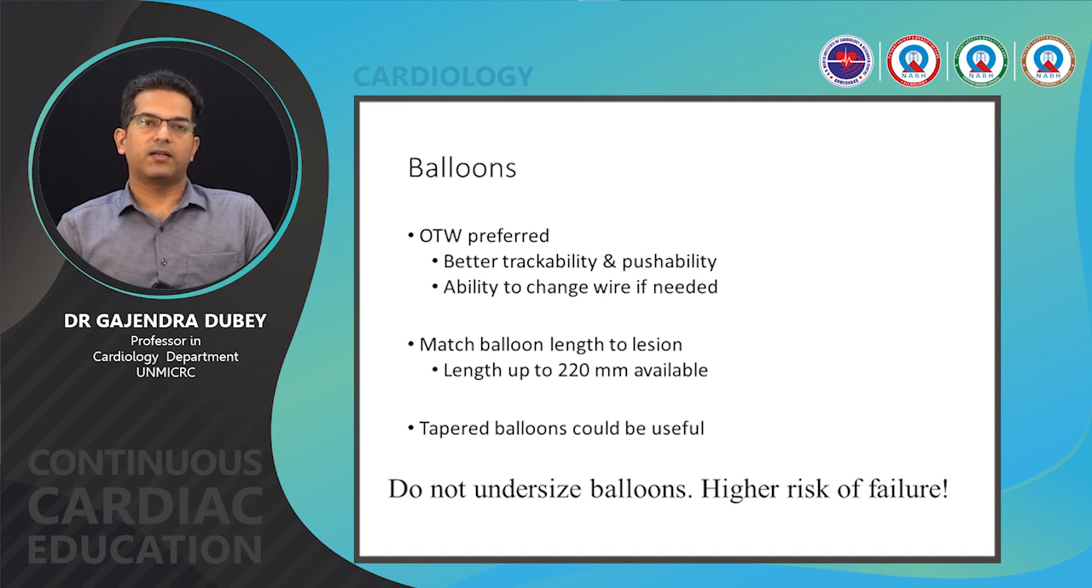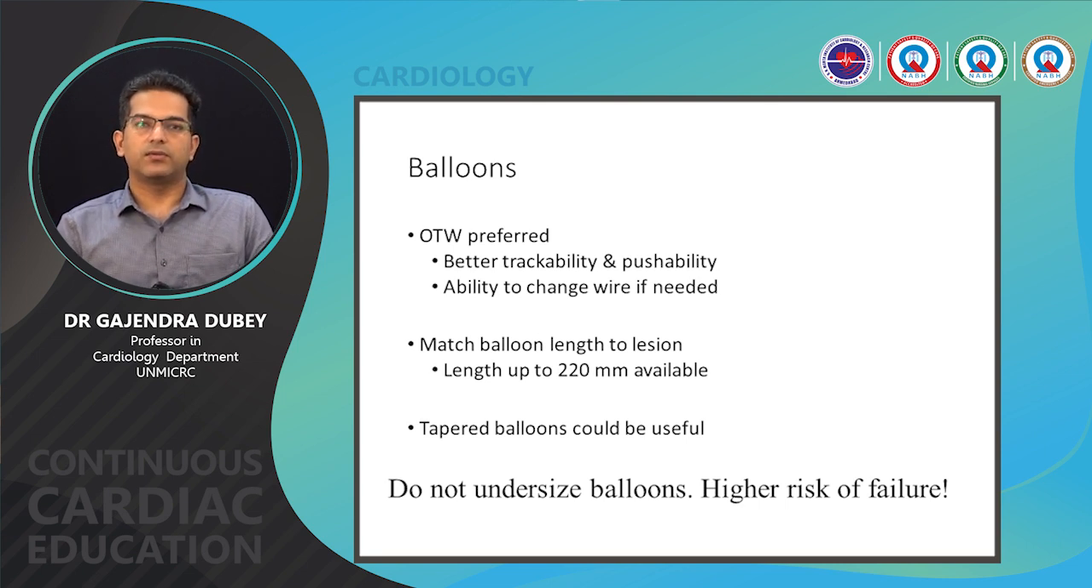And the advantage with monorail balloon is that the wire exchanges are much easier, or the balloon exchanges are much easier, but they don't have that support or pushability as is seen with over the wire balloons. So there are long balloons available with lengths ranging from 60-80 millimeter to up to 220 millimeter balloons.